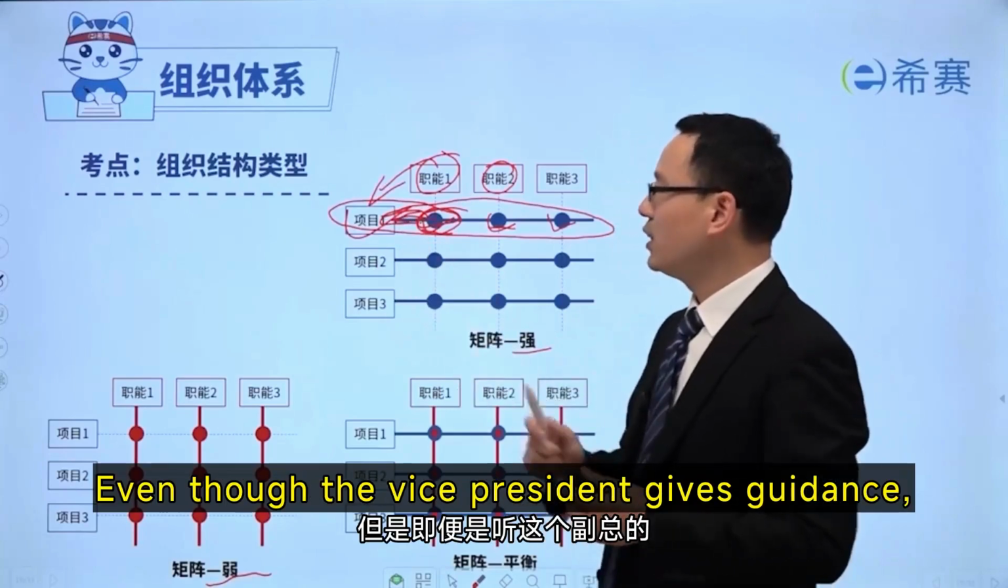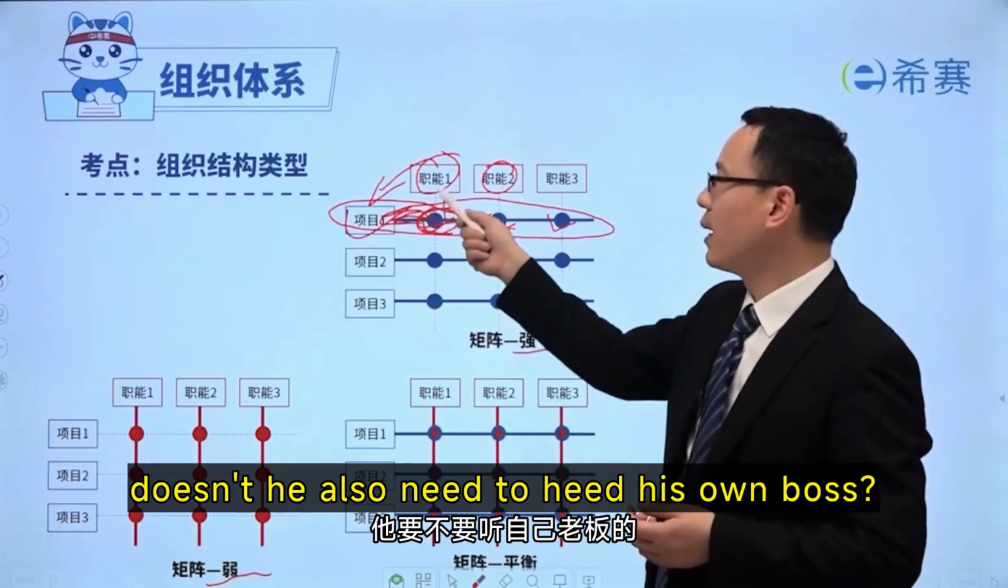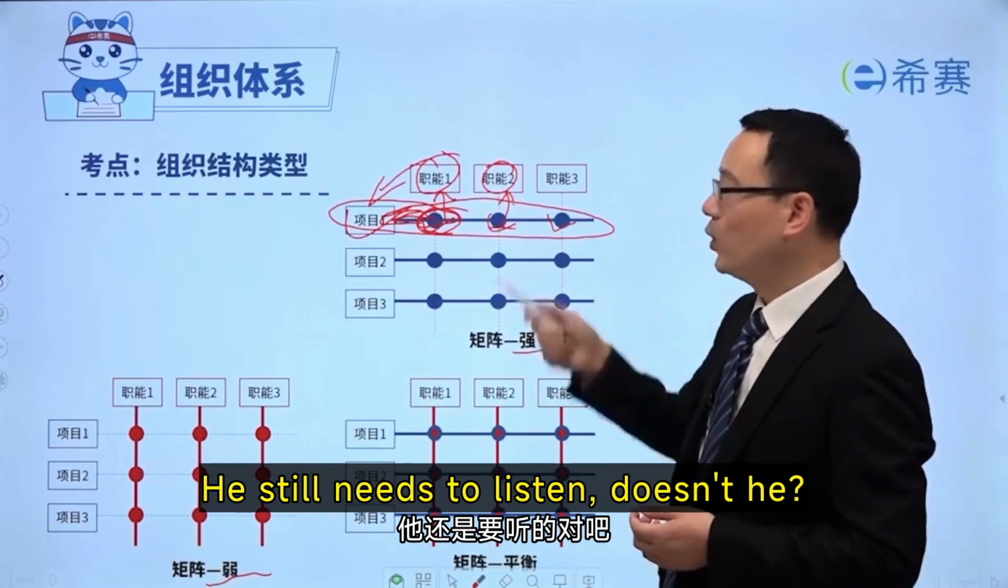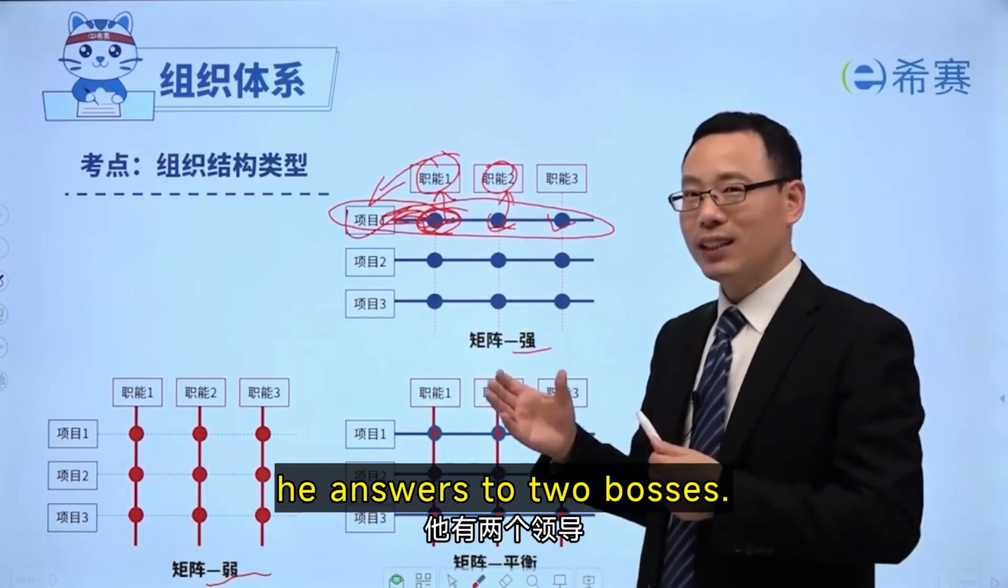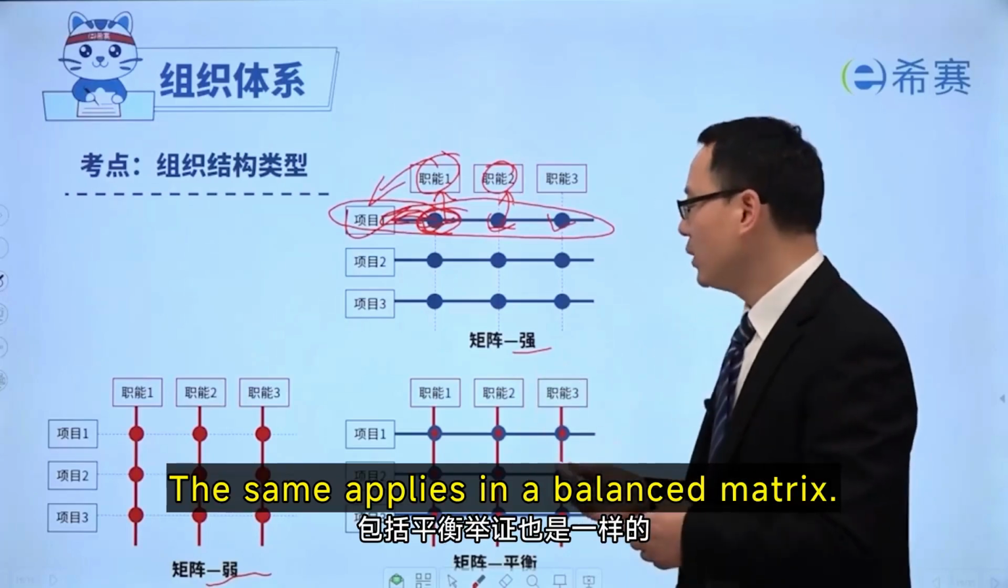But even when listening to the VP, does he still have to listen to his own boss? He still has to, you see. So you'll find that in this type of structure, the matrix structure, they have two bosses. The same goes for the balanced matrix.